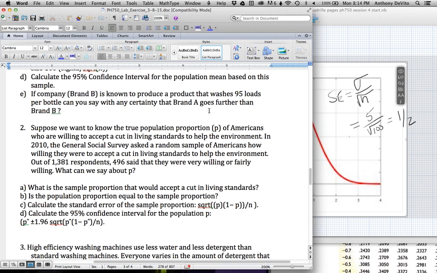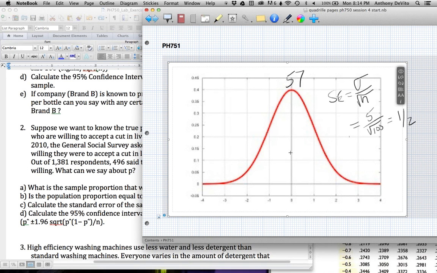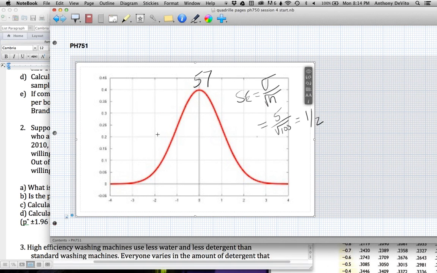Let's ignore the word confidence interval. I think we must have combined this last semester. Instead, let's forget the word confidence interval. I'm going to ask you, what's the range of numbers that we would expect 95% of the sample means to fall in?